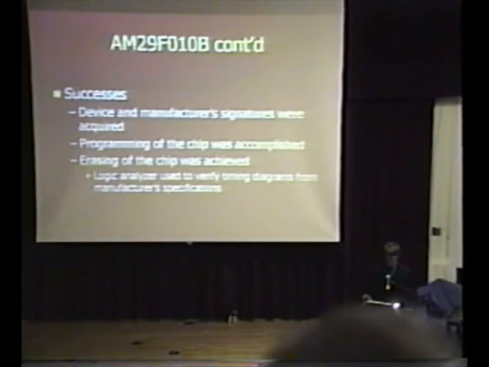Successes with this chip were the device and manufacturer signatures were acquired, like the CAT's. I was able to program to this chip, and I was successfully able to erase the chip. All this stuff was proven with a logic analyzer and compared to the specifications provided by the manufacturer.